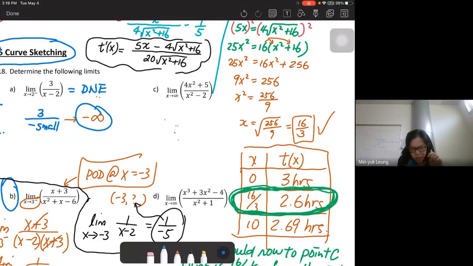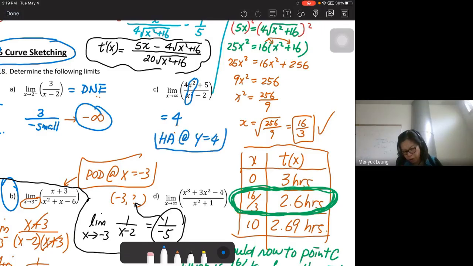So this is a rational function, right? We're interested in the end behavior, the right side of the curve, the far right side of the curve. Can you see that we have a horizontal asymptote on this curve when the degrees are the same, right? So that means we are looking at a horizontal asymptote at y equals 4. And that is also the limit value. That's equal to 4. Okay?